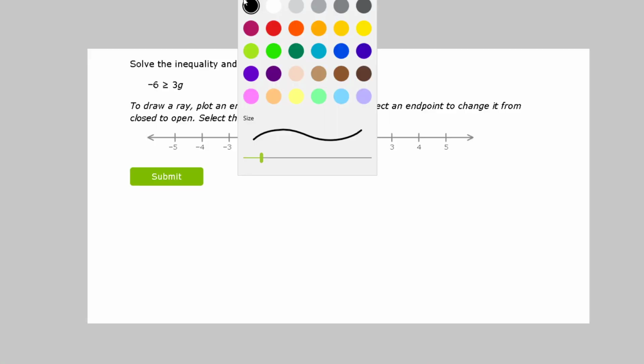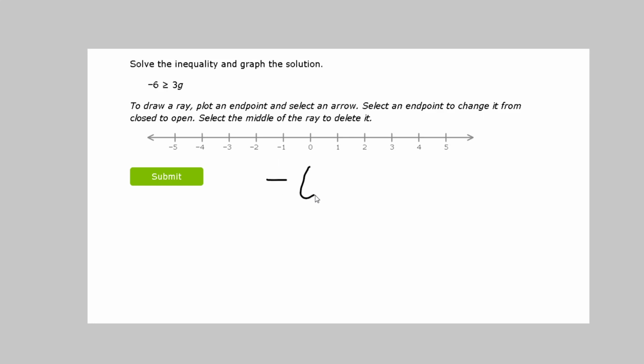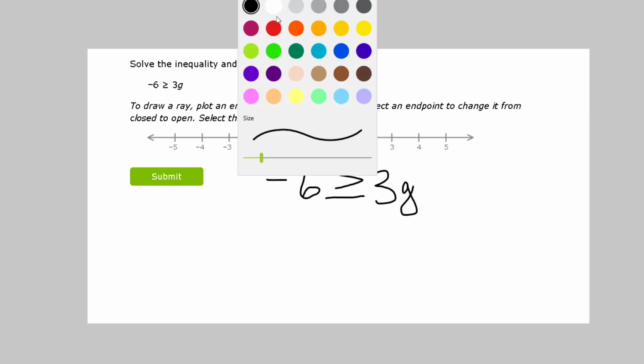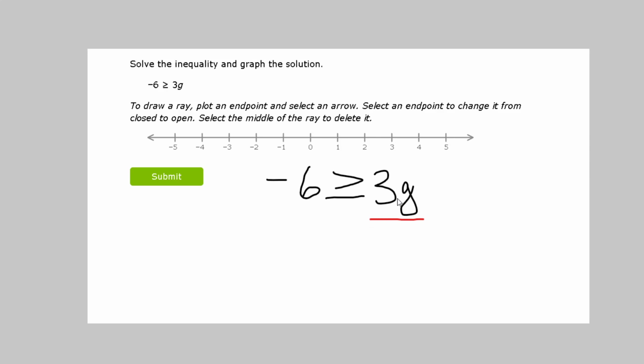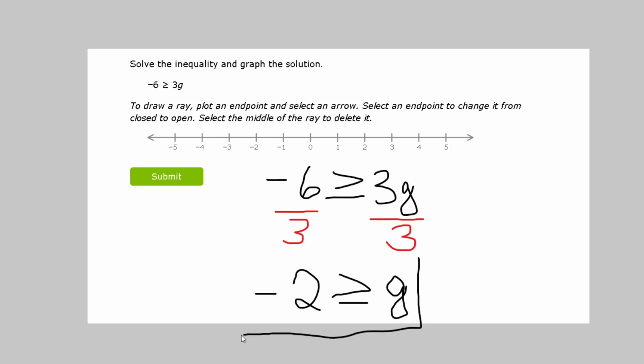So we have -6 is greater than or equal to 3 times g. So again, it's just a one-step equation. We're multiplying by 3, so to get rid of that, you divide both sides by 3. And this will give us 3g divided by 3 is just g. -6 divided by 3 is -2. So that's our solution.